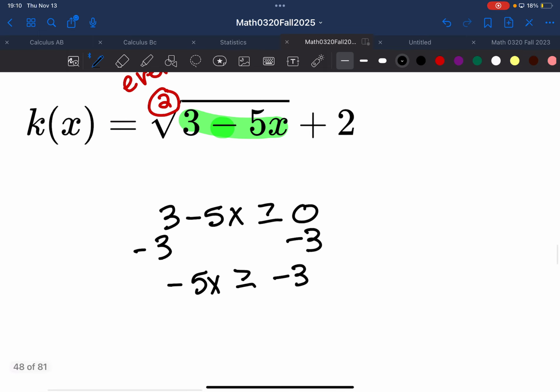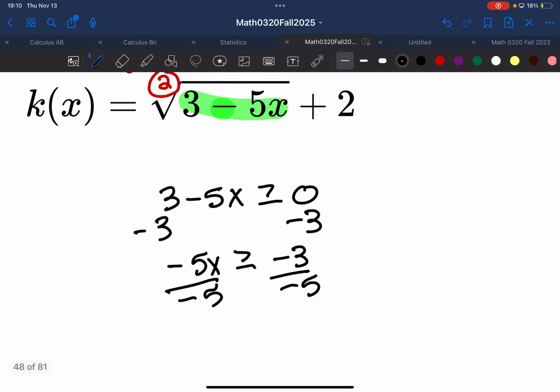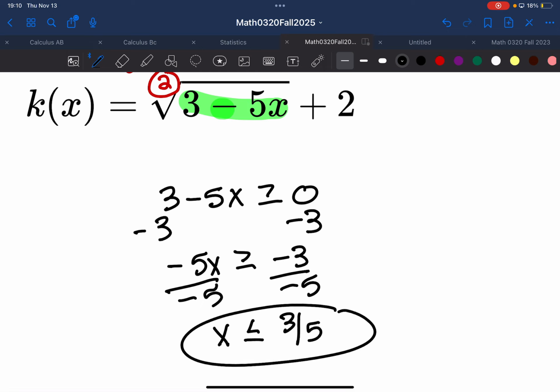And what would be my last step? Divide by negative 5. And then remember from those first notes, what happens when we divide by a negative number? It flips. So x is now less than or equal to 3/5. Right, because we had a negative divided by a negative, which gave us a positive. So the 2 on the outside, it really doesn't matter. No, because it's not under the radical. So if you want, you can cross it out. We don't care about it.